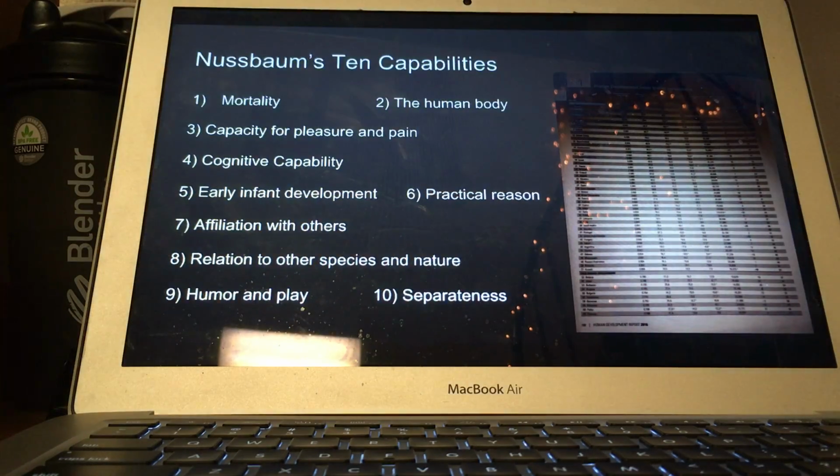Capacity for pleasure and pain. Part of being human is knowing that pain is evil and pleasure is pleasing. One who does not accept this, for example, a creature who cannot feel pain, simply could not be considered truly human. Cognitive capability. All humans possess the ability to think, perceive, and imagine.